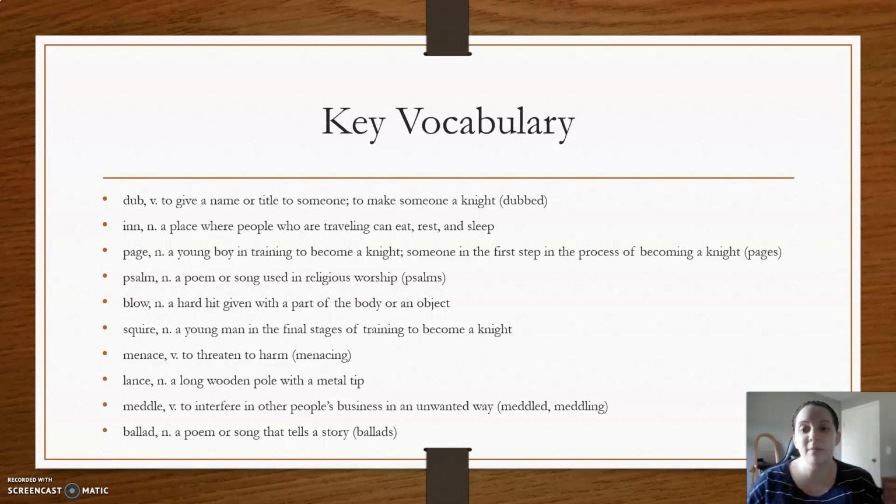A squire is a young man in the final stages of training to become a knight. To menace is to threaten to harm. A lance is a long wooden pole with a metal tip. To meddle is to interfere in other people's business in an unwanted way. And a ballad is a poem or song that tells a story.